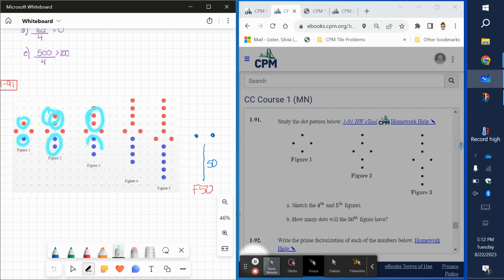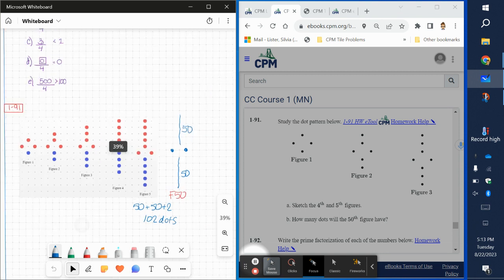Top dots and bottom dots. Top dots, bottom dots. And those matched the figure. So I'm going to have another 50 dots here on the top. And that's what my 50th figure is going to look like. How many dots is that going to have? Now I have to add these all together. So I've got 50 plus 50 plus 2. And that is going to be a total of 102 dots for figure 50. Perfect, everybody.